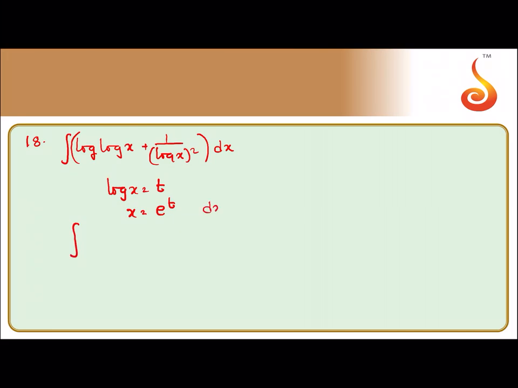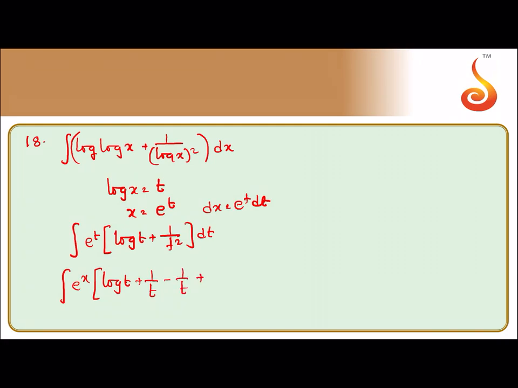But if we take log x equal to t, x is equal to e to the power t, so dx is equal to e to the power t dt. So we get e to the power t inside (log t plus 1 by t square) dt. Now the derivative of log t is 1 by t, so it is not there. So we introduce it: log t plus 1 by t minus 1 by t plus 1 by t square dt. The derivative of log t is 1 by t, and the derivative of minus 1 by t is 1 by t square.